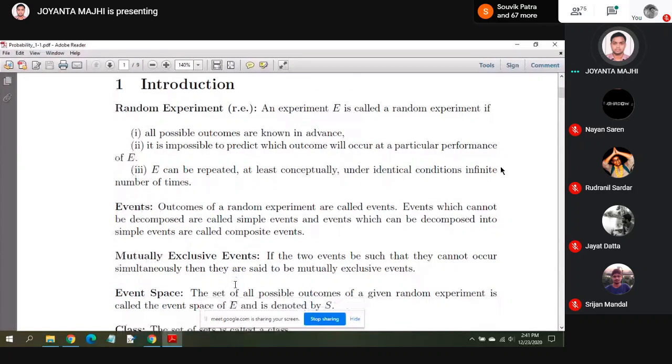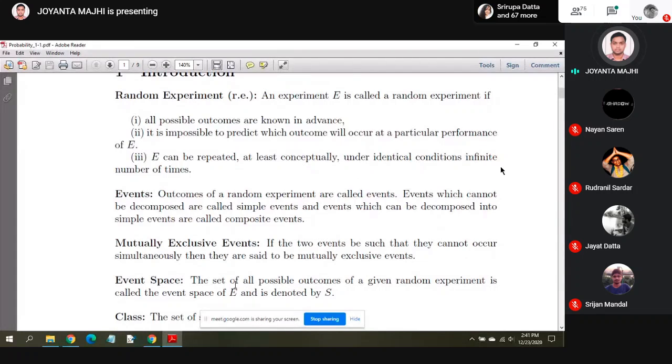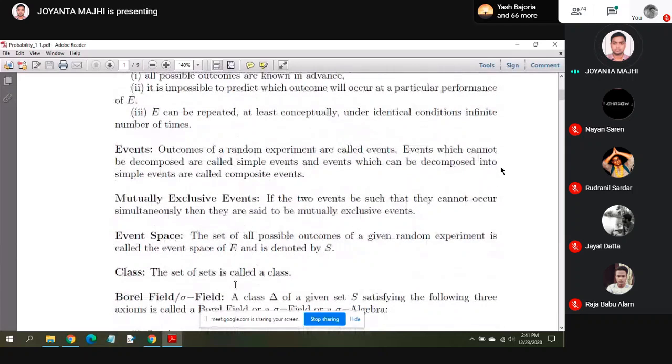The next one is events. The outcome of a random experiment is called an event. For example, if we consider tossing a coin, and we say that in a particular performance the event is head, then the outcome will be head. It is an event. Mutually exclusive event. If A and B are two events which cannot occur simultaneously, then they are called mutually exclusive events.